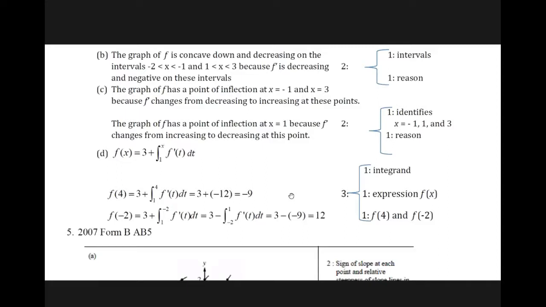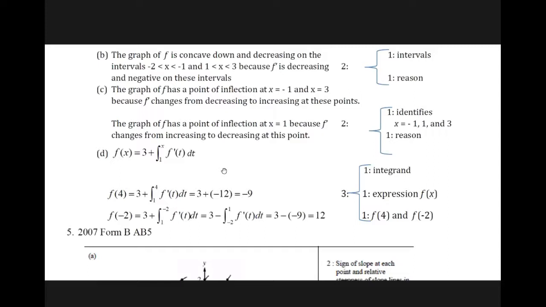And then part D. Part D was an initial value problem. So you were looking for your net change. So you were given an initial point and you wanted to find the change from that point to the next point.